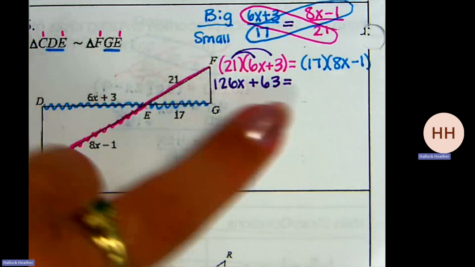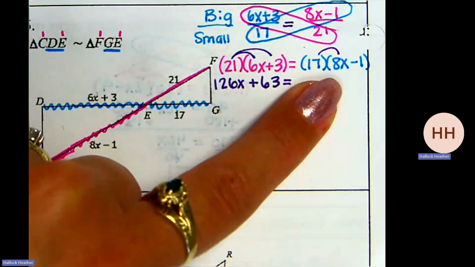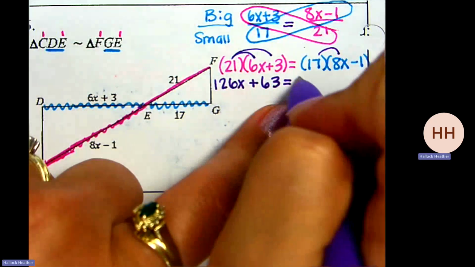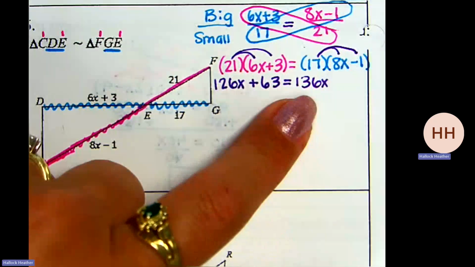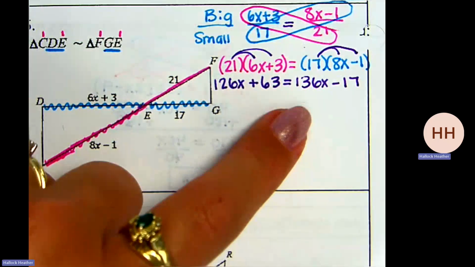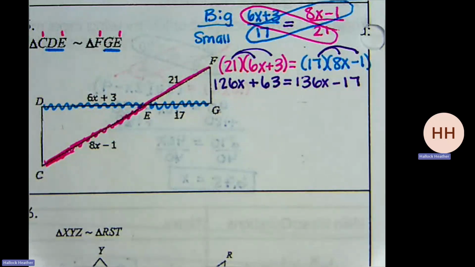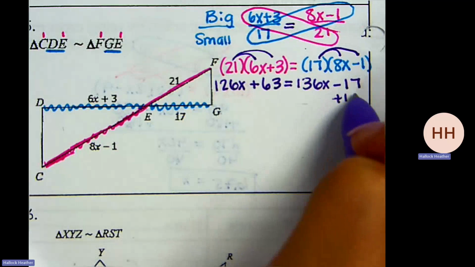I'm distributing this time a 17. So I'm going to do 17 times 8, which is 136x. And then also 17 times minus 1, which is minus 17. And now it's just like a problem that we've been doing all year. So what do you want to do to both sides? Sure. So you could minus 63 or you could add 17. I'm going to add 17.